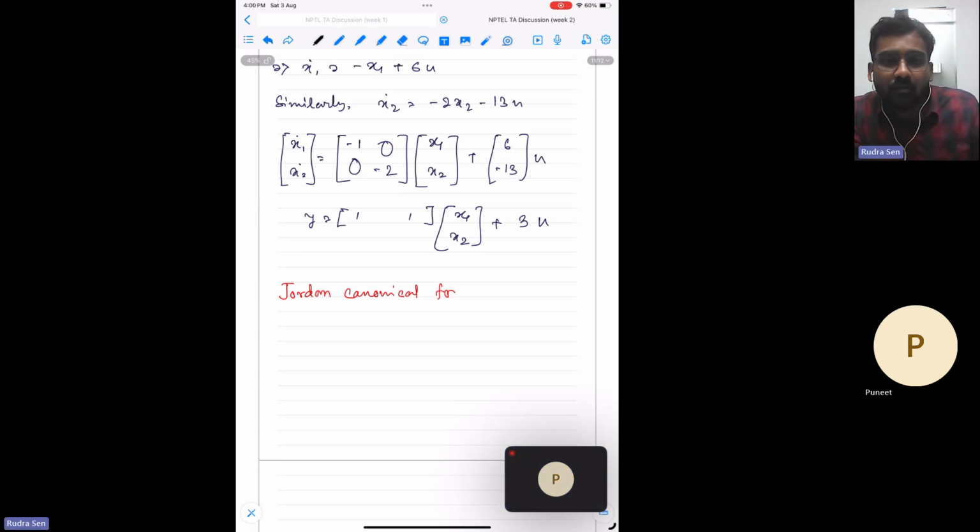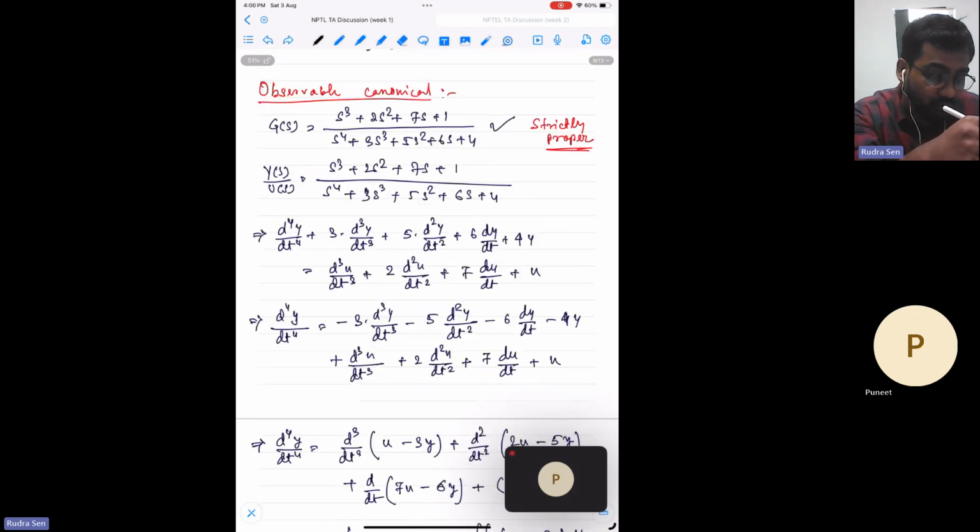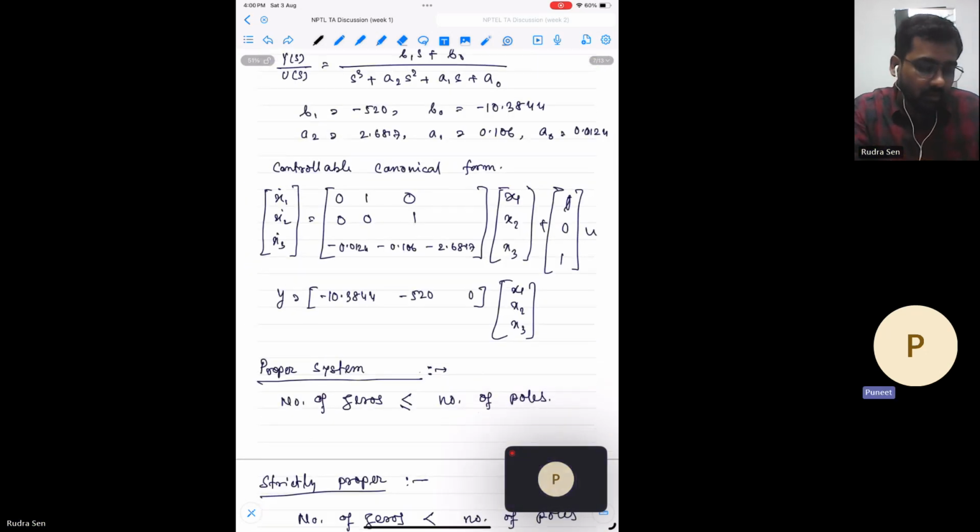In controllable canonical form, you can see there is no diagonal structure; the diagonal element is not necessarily non-zero, it can be zero also, right? In controllable canonical form, the last row of the matrix is basically the coefficients of the characteristic equation, which is not the case for the diagonal canonical form, right?